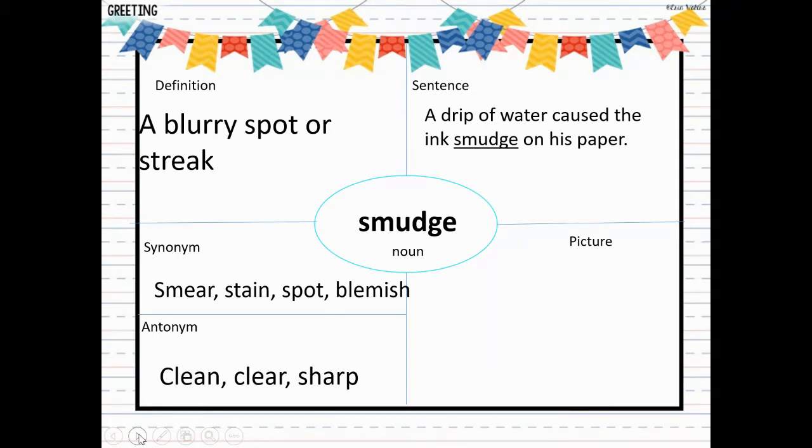So let's just review that. Smudge is a noun, meaning a blurry spot or streak. Our sentence, a drip of water caused the ink smudge on his paper. Our synonyms are smear, stain, spot, and blemish. And the antonyms are clear, clean, and sharp.